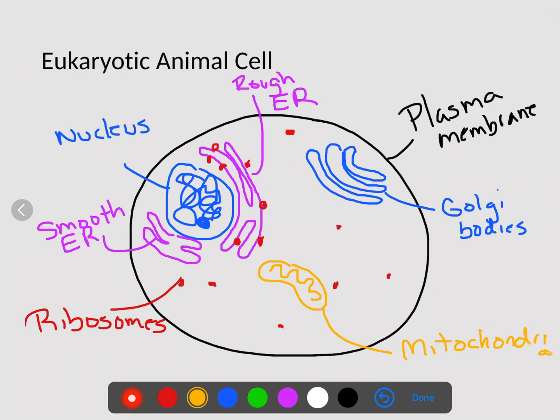So that should give you a pretty good understanding of the difference between plant, animal, and prokaryotic cells. Remember, prokaryotic cells do not contain a nucleus and do not have membrane-bound organelles, whereas eukaryotic cells do. Again, a little bit different between plant and animals, but that should give you a pretty good idea.